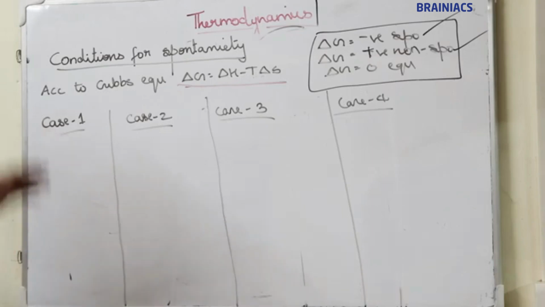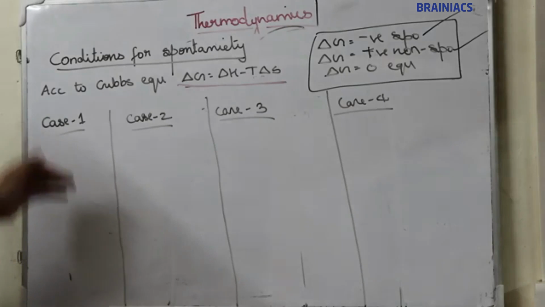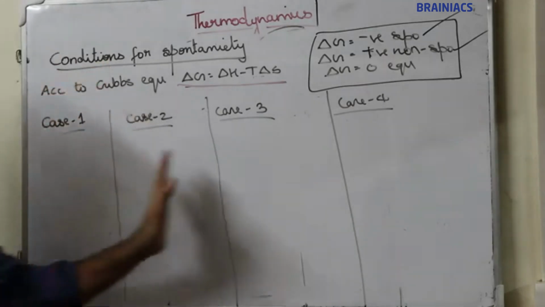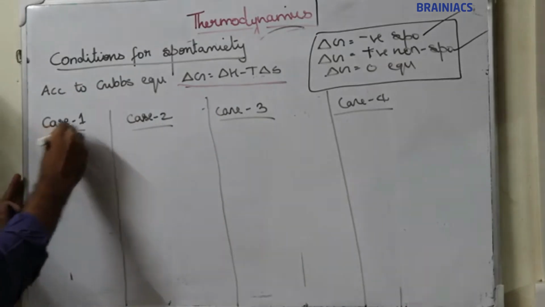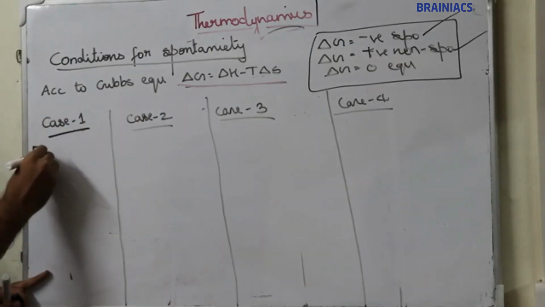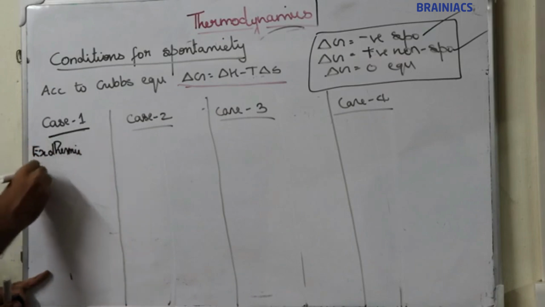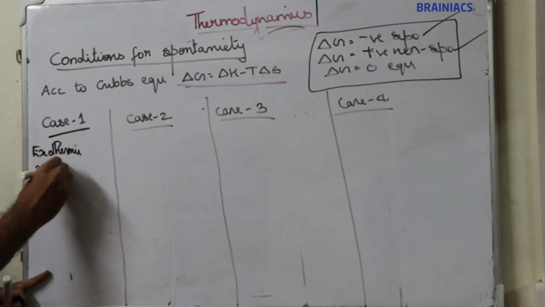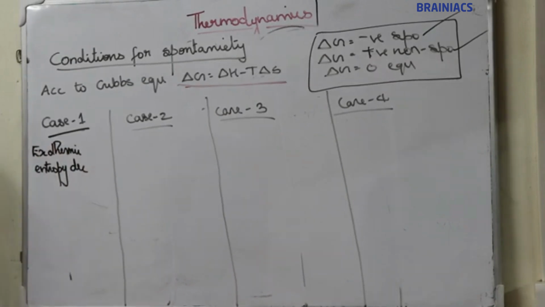Now we are going to study 4 different cases and we are going to find out the values for delta G for all these 4 different cases. I'll start with case 1. Consider an exothermic reaction and entropy decreases.